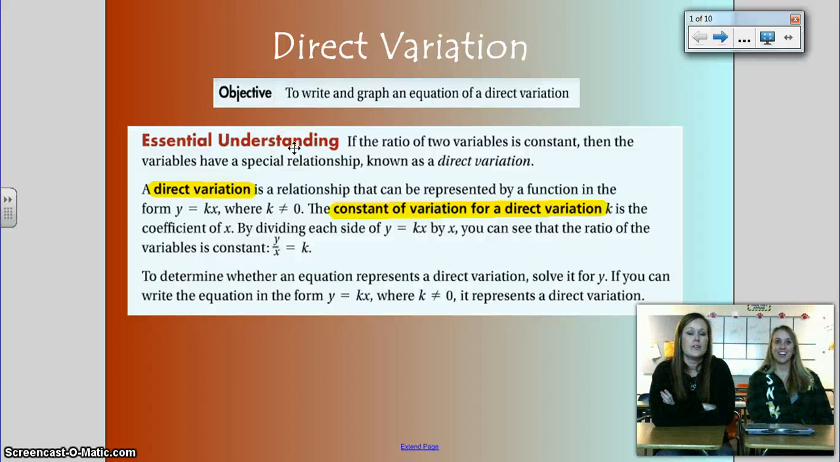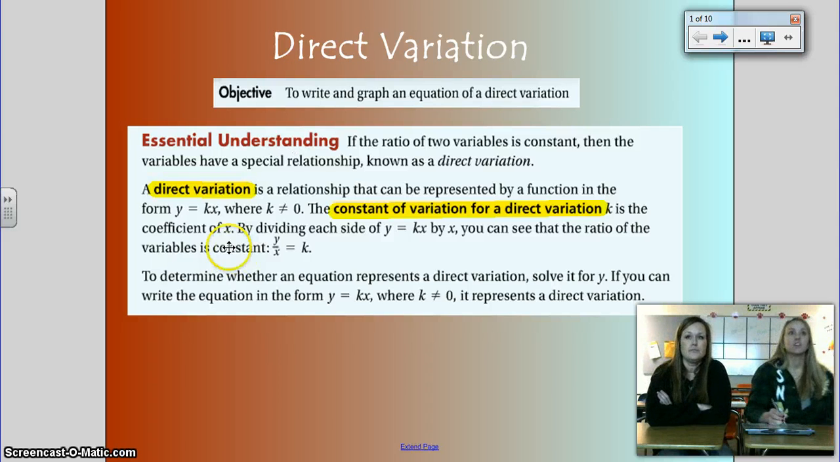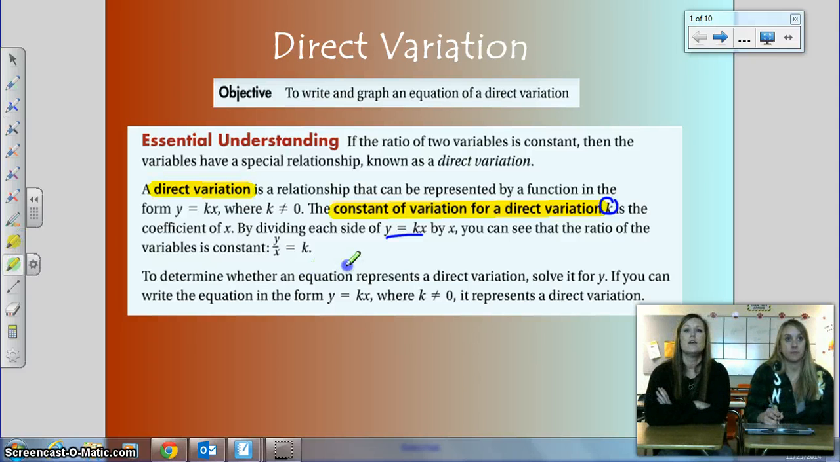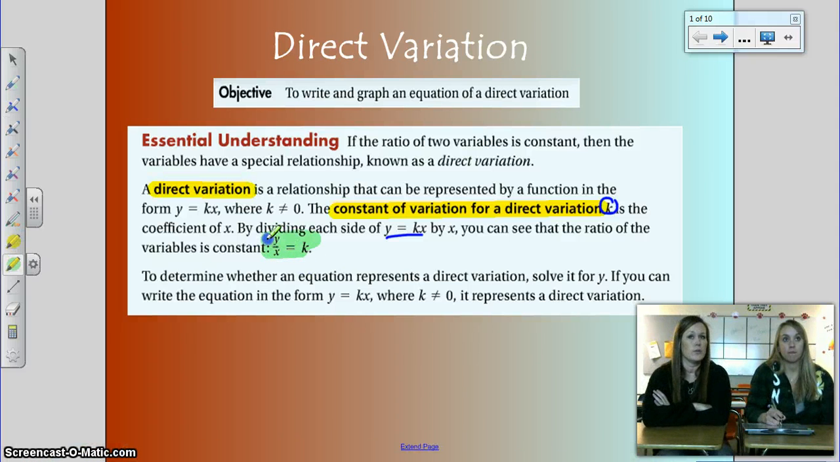Hey there. Direct variation. So today we are going to write and graph an equation of direct variation. The constant of variation for a direct variation, k, whenever we talk about direct variation, we're referring to that k, is the coefficient of x. So direct variation is y equals kx. That's your function form, the form of the equation, or the formula if you want to call it that. So that's what the equation is going to look like.